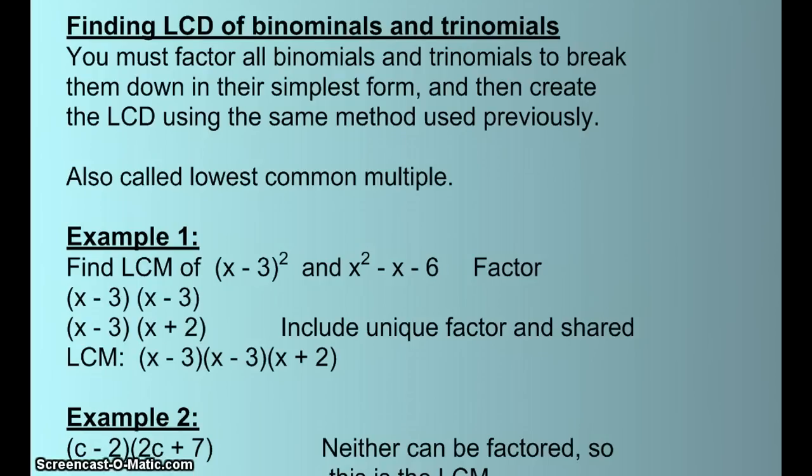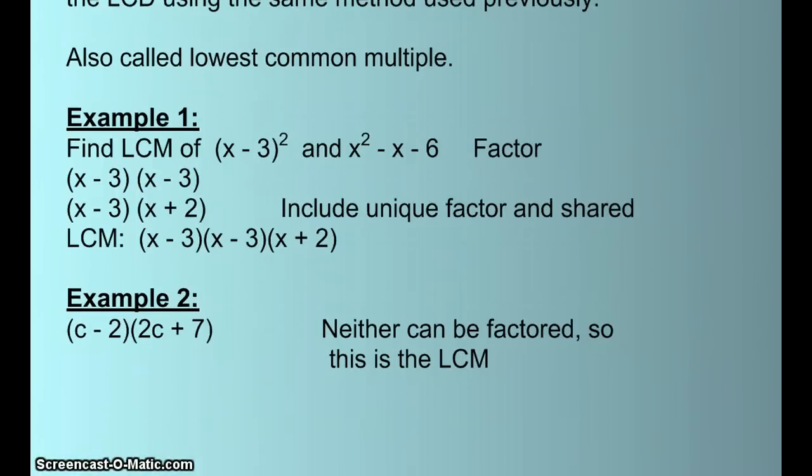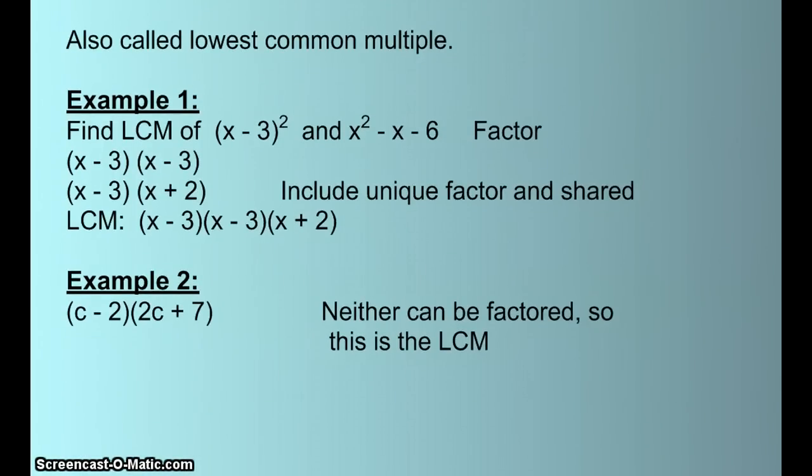In example 2, c minus 2 times 2c plus 7. Neither one of those can be factored. They're in their lowest, simplest form already. So the lowest common multiple is actually the multiple of those two terms. So it's going to be c minus 2 times 2c plus 7.